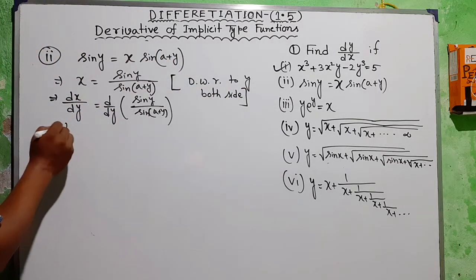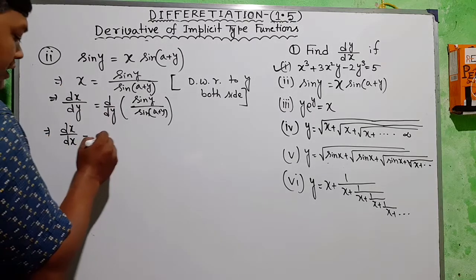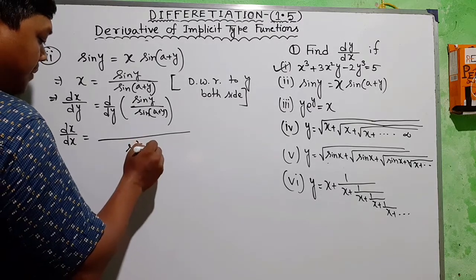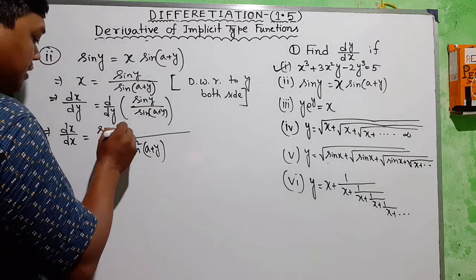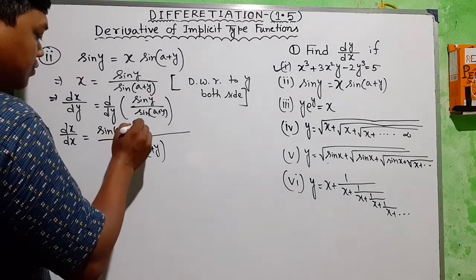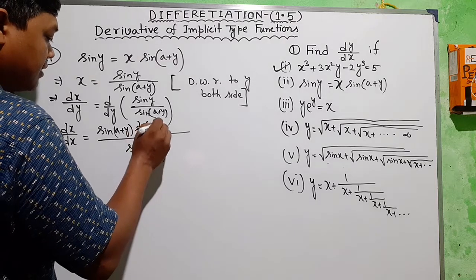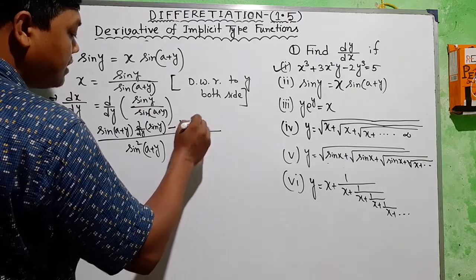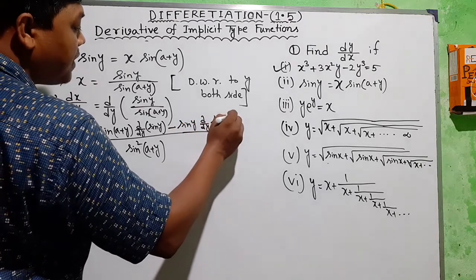Clear? So dx/dy equals, if I differentiate by the u by v rule, that is sin²(a+y) times d/dy of sin y, minus sin y times d/dy of sin²(a+y)... sin(a+y) into d/dy of sin y minus sin y d/dy of sin(a+y).